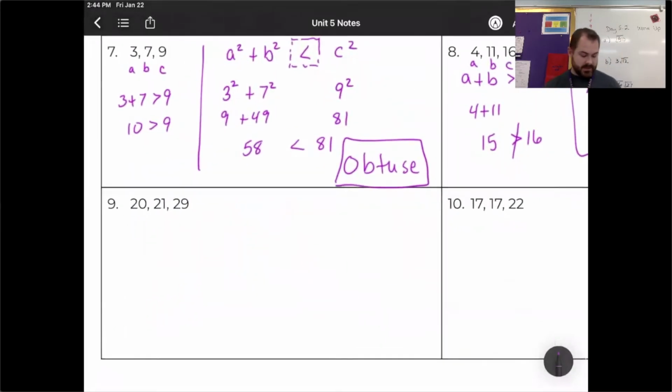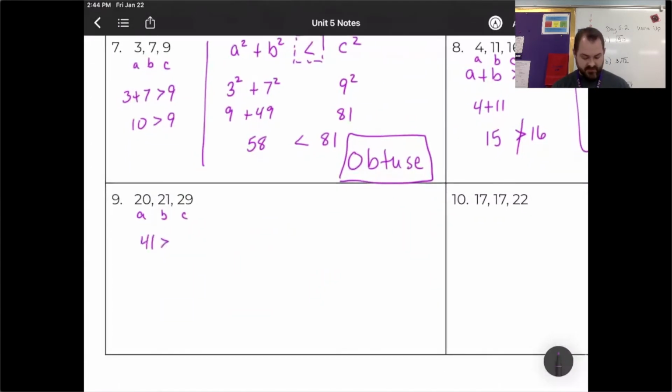Next one, 20, 21, and 29. We want to check and see, do these numbers add up to more than the third number? 20 is the A, 21 is the B, 29 is the C. 20 plus 21 is 41, which is obviously greater than 29, so it is a triangle.